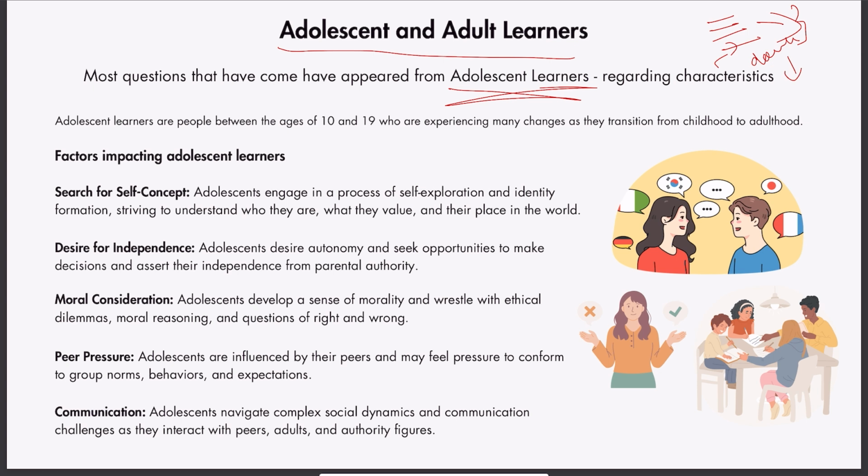Adolescent learners are people between the age of 10 and 19 who are experiencing many changes as they transition from childhood to adulthood. So, kids between 10 and 19. Now you can put yourself in that position and try to relate to the concepts that we are gonna study here. So, what are the factors that impact adolescent learners?